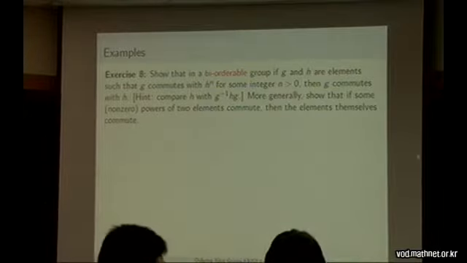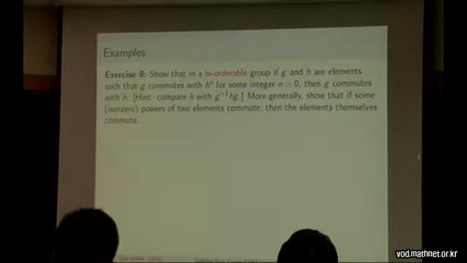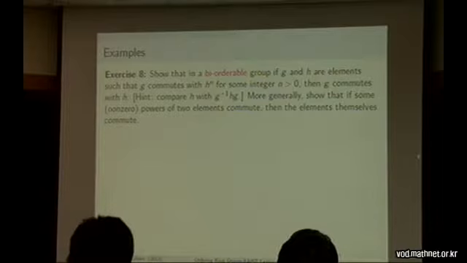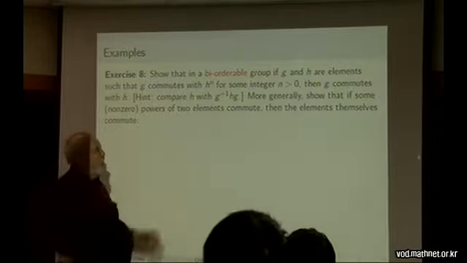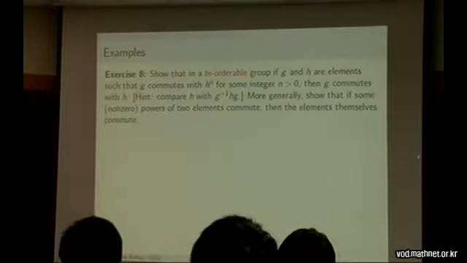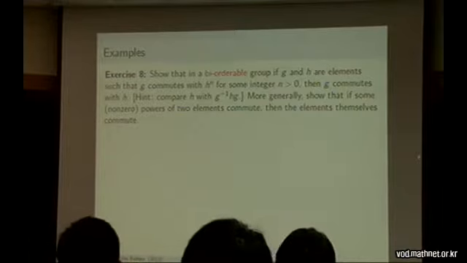And recall that in biordered groups you can multiply inequalities. So more generally, if two elements have powers that commute, the pth power and the qth power, then the elements themselves have to commute. That actually follows formally from the first statement.